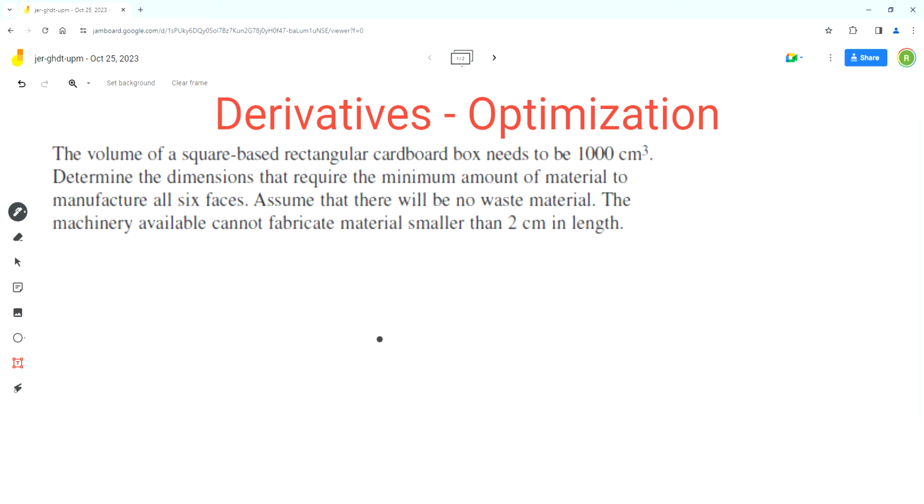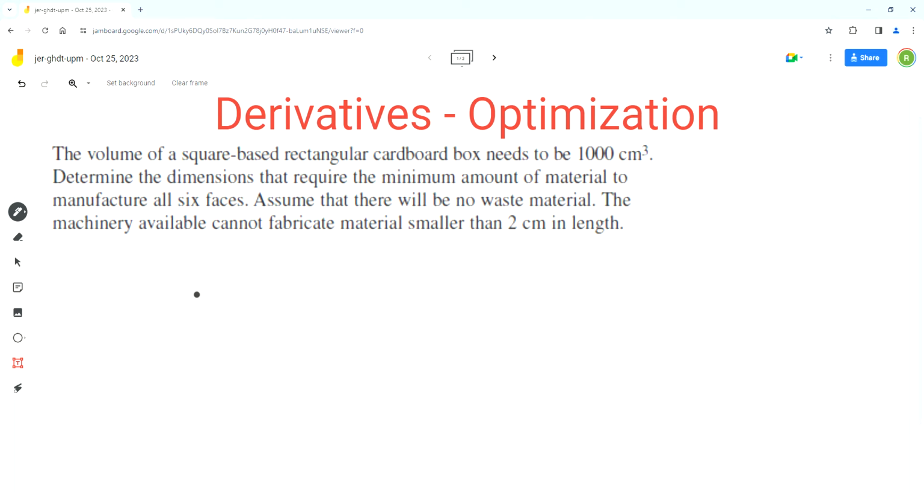So in this video, we'll solve this word problem using the concepts of derivatives. As per the problem, the volume of a square-based rectangular cardboard box needs to be 1000 centimeter cube. Determine the dimensions that require the minimum amount of material to manufacture all 6 faces. Assume that there will be no waste material and the machinery available cannot fabricate materials smaller than 2 centimeter in length. So in this problem, we are given the volume of a square-based rectangular box.